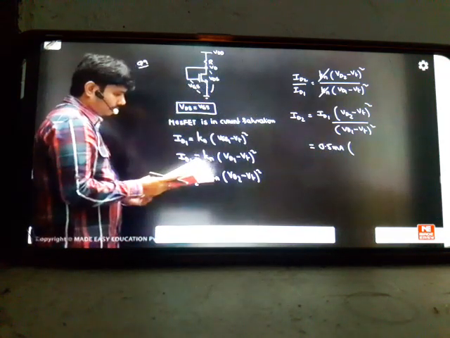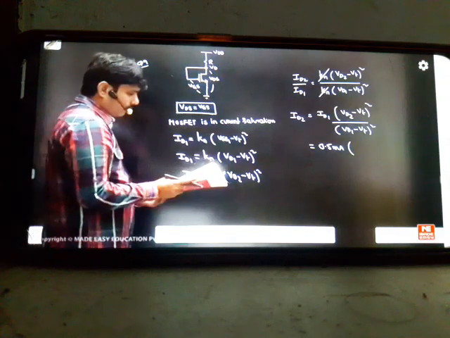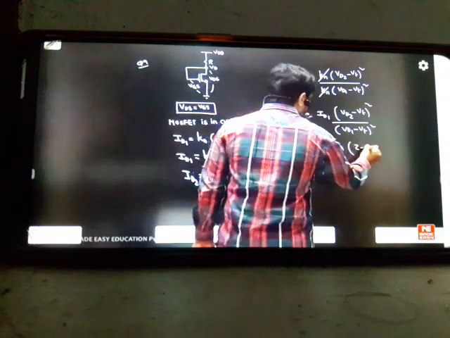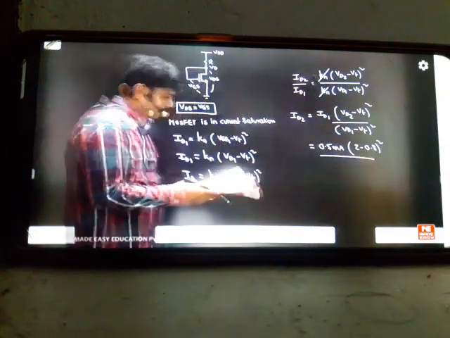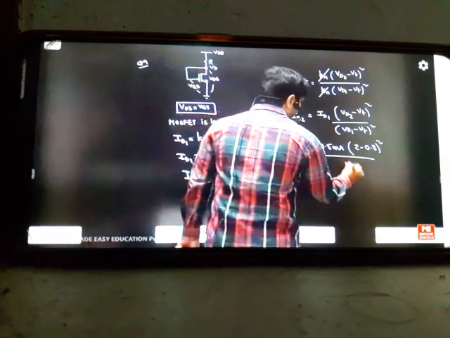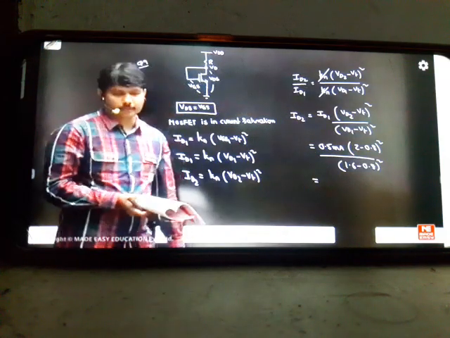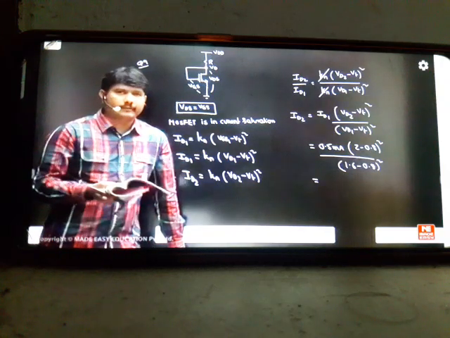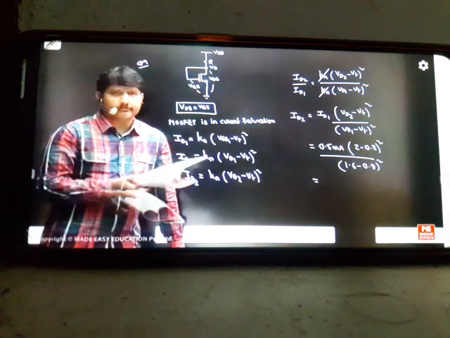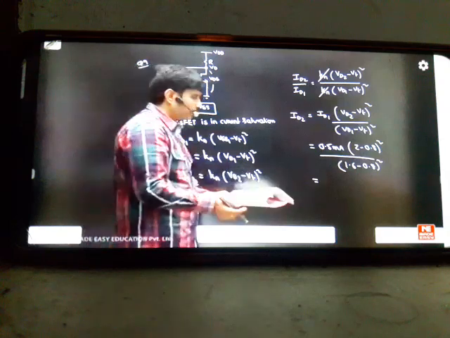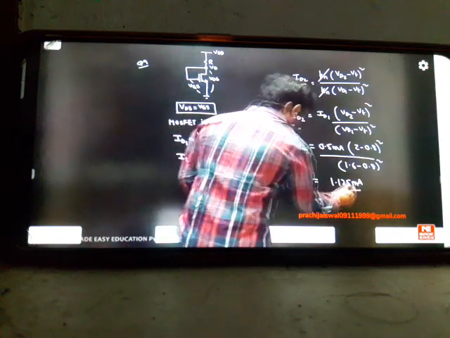VD2 is 2 volts, he has given. So 2 minus 0.8 whole square, divided by VD1 he has given 1.6, minus 0.8 whole square. So this answer you have to calculate. This is a way called ratio problems. In the first situation he has given ID1, VD1. In the second case ID2 is not given, VD2 is given. You just take the ratio to get this answer. It comes to around 1.125 milliamperes.